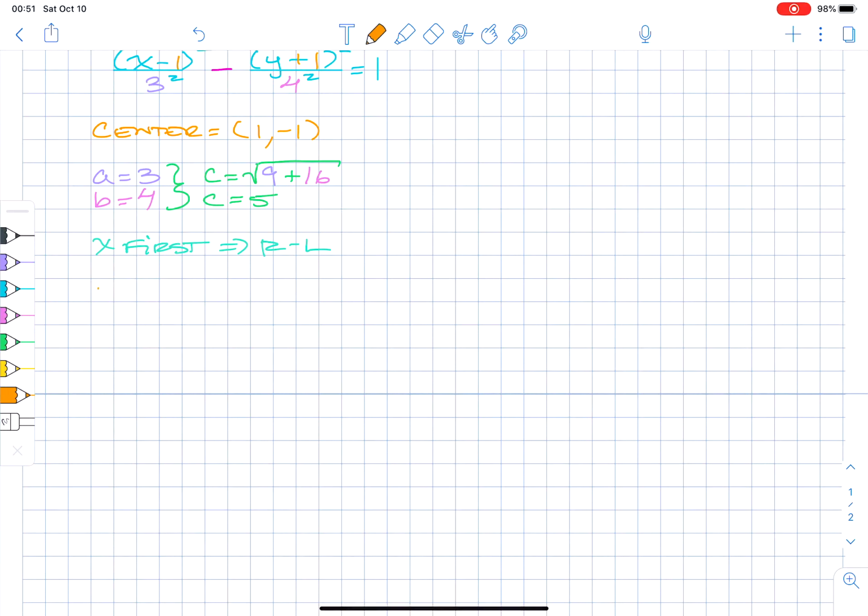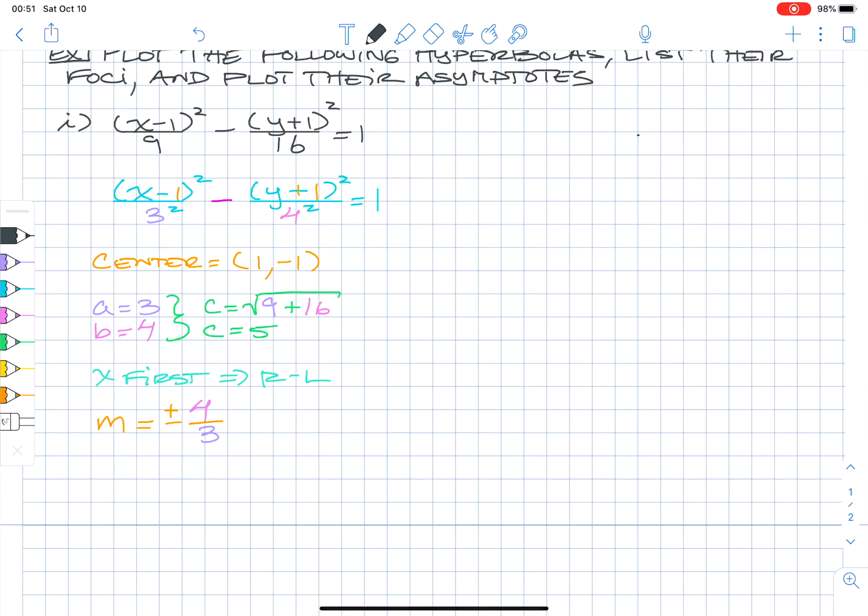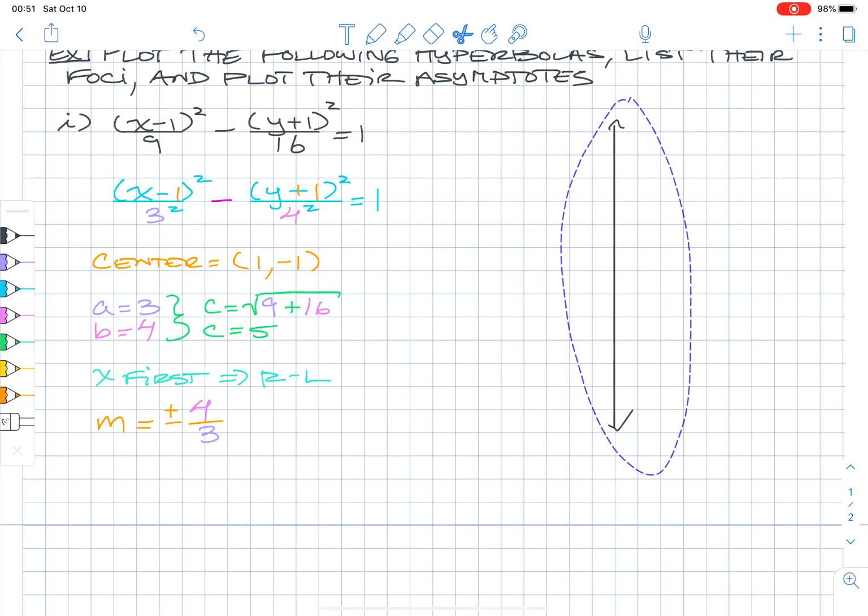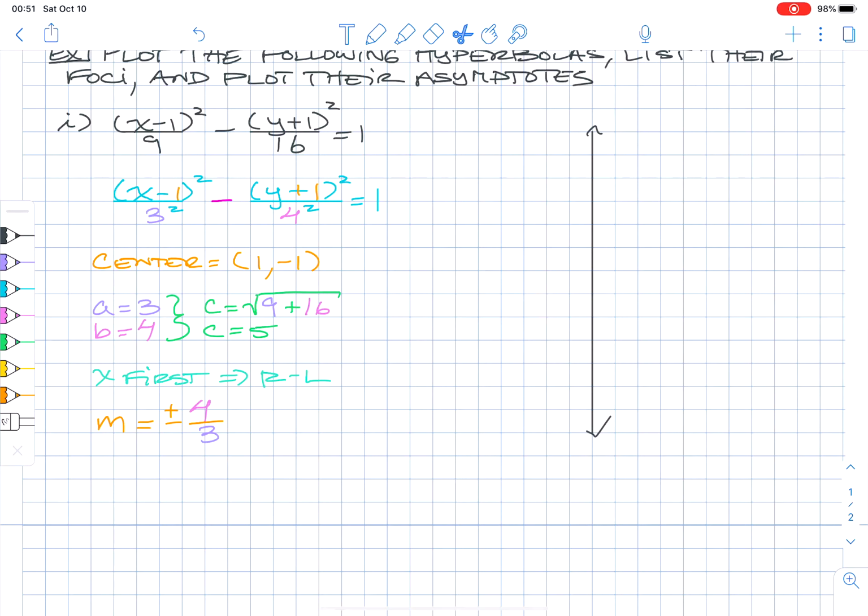Slope will be equal to plus or minus b over a. So that's going to be 4 over 3. And I will show you where those come into play in a moment. So x and y coordinate axes. I know that this is right, left. And I'm going to the right one, so maybe I should have moved that a bit to the left here, maybe like so. Okay, and now something like so.